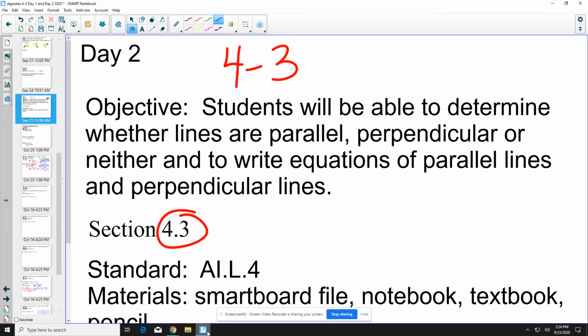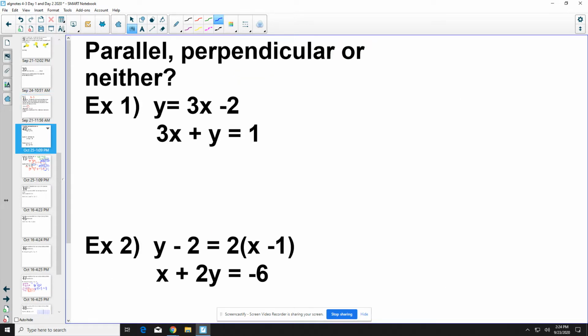So label your notes 4-3. Our objective today is to determine whether lines are parallel, perpendicular, or neither, and write equations of parallel lines and perpendicular lines. All right, so last time we met we did 7 examples, okay?